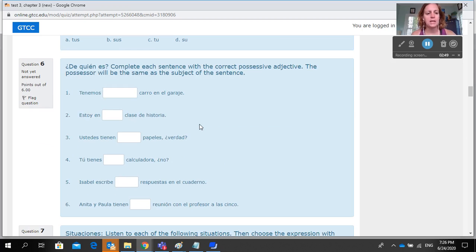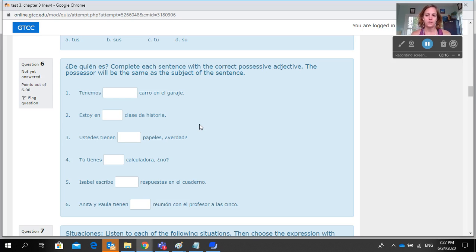Then down here, de quién es, this time you're going to be writing the possessive adjective. So it says complete each sentence with the correct possessive adjective. The possessor will be the same as the subject of the sentence. So like if it's we have, then it would be like we have our class at 10 in the morning, or I am in my history class.